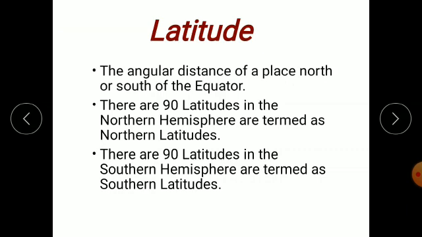So students, here are some important latitudes. 90° north, North Pole. 66.5° north, Arctic Circle. 23.5° north, Tropic of Cancer. 0° equator. 23.5° south, Tropic of Capricorn. 66.5° south, Antarctic Circle. 90° south, South Pole.